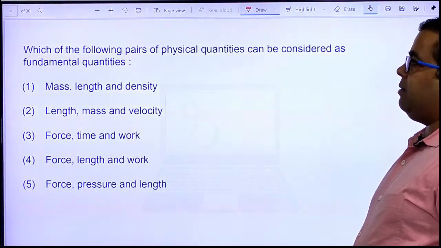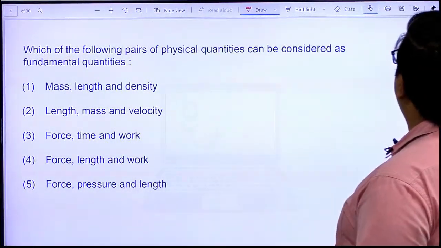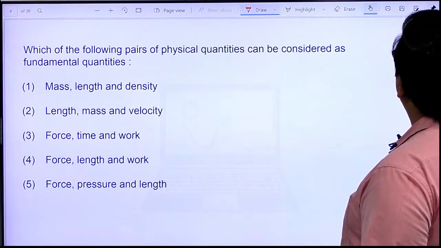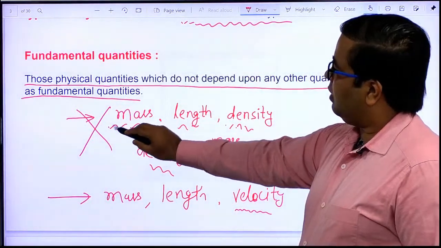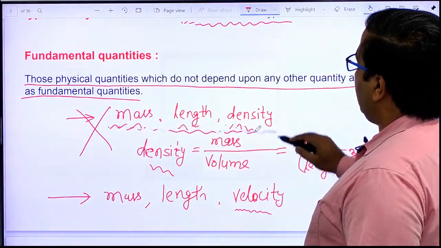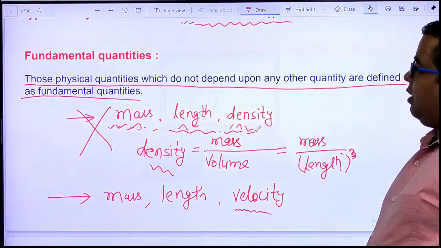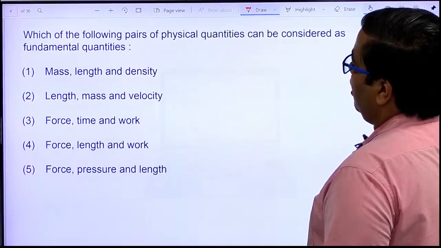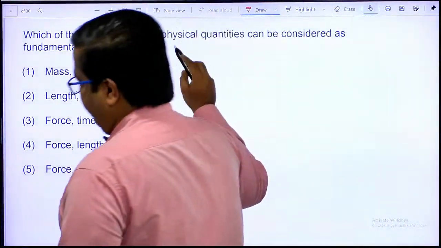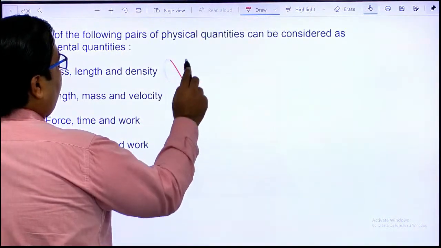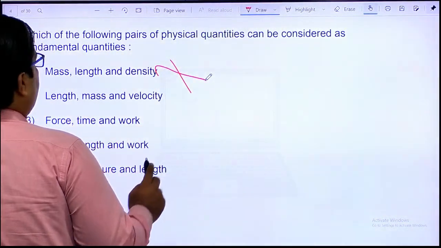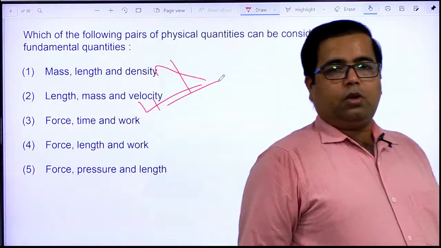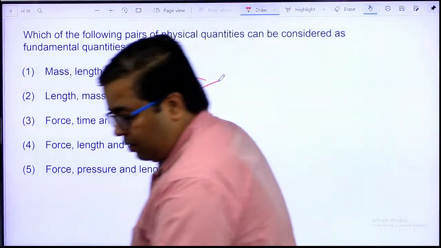Let's see. Now I am discussing the first one. We have seen in the example above that we cannot take mass, length, and density as fundamental quantities because they are related to each other. Now, the next: length, mass, and velocity. Length, mass, and velocity can be taken as fundamental. So 2 is right. What about the 3?